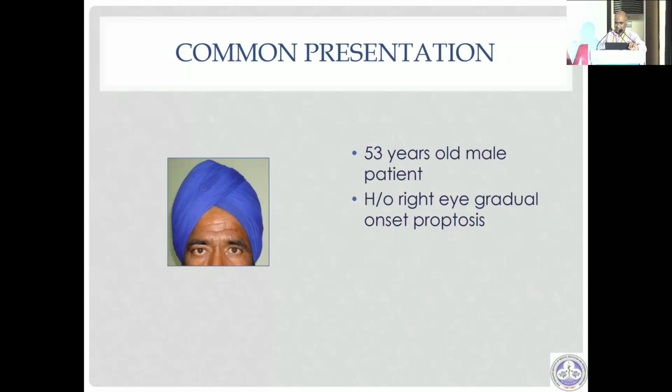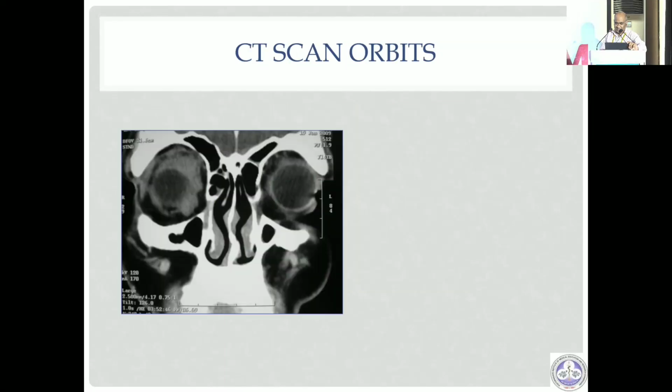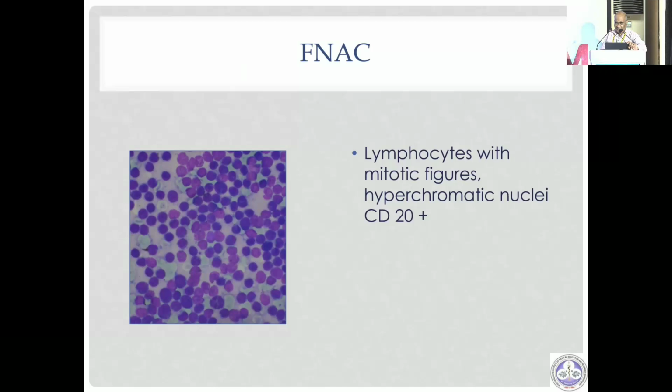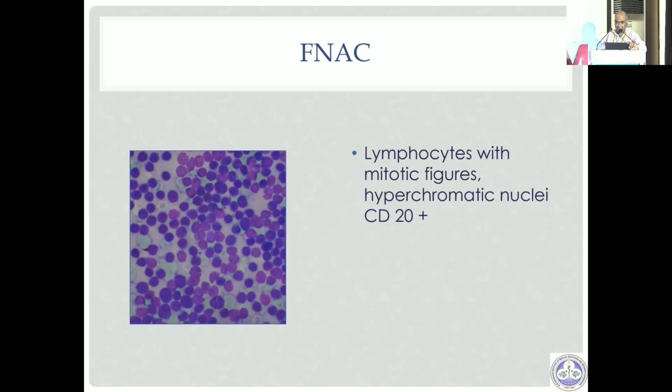This is a patient who presented to us with a right-sided gradual onset proptosis. The patient had a salmon patch. This is the presentation of the tumor cells in the subconjunctival space. This is very classical and identifies a lymphoproliferative disease. CT orbits showed cells molding around the eyeball, and the patient underwent an FNAC which showed presence of B cell lymphoma.